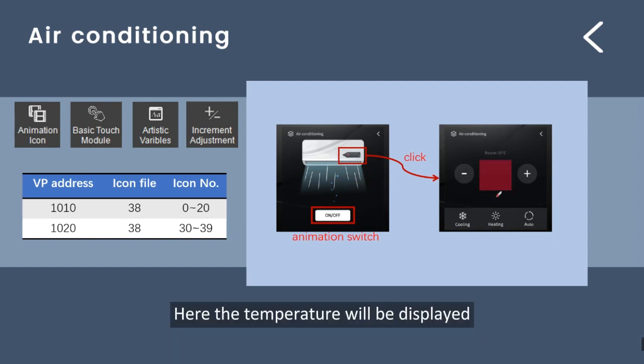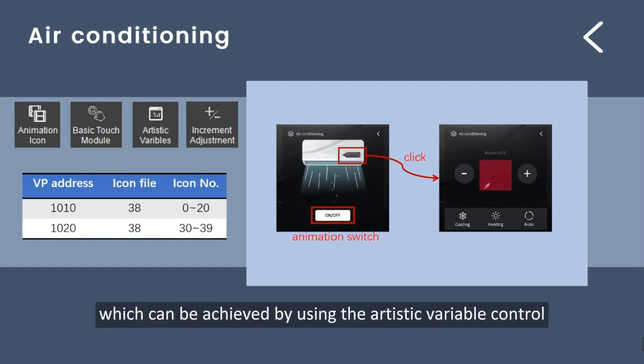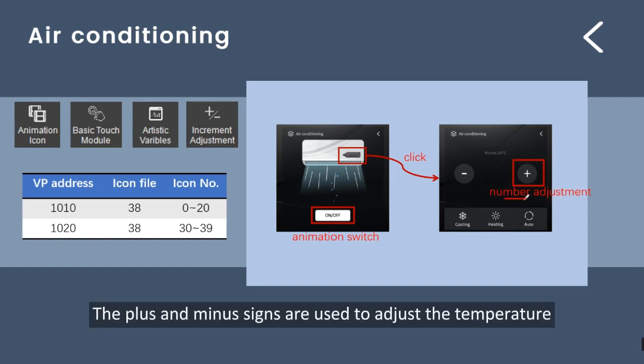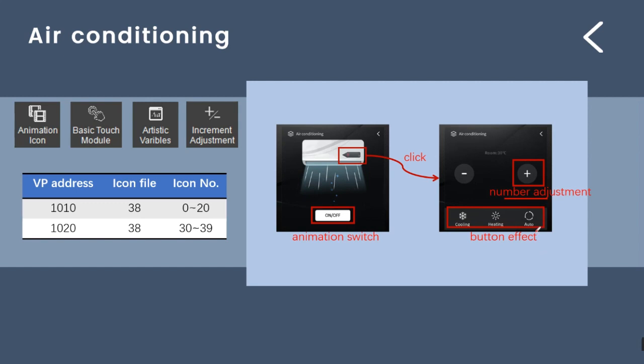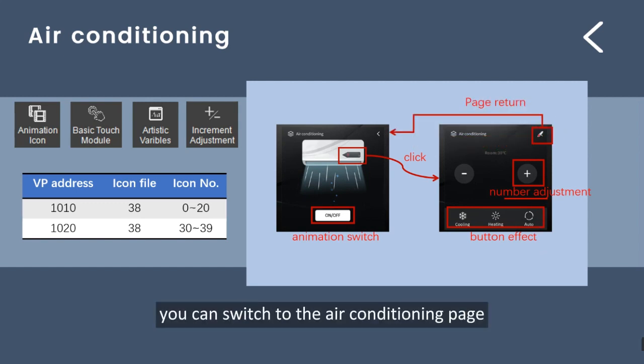Here the temperature will be displayed, which can be achieved by using the artistic variable control. The plus and minus signs are used to adjust the temperature. And we can set the button effect for the following 3 buttons. Click the back button, you can switch to the air conditioning page.